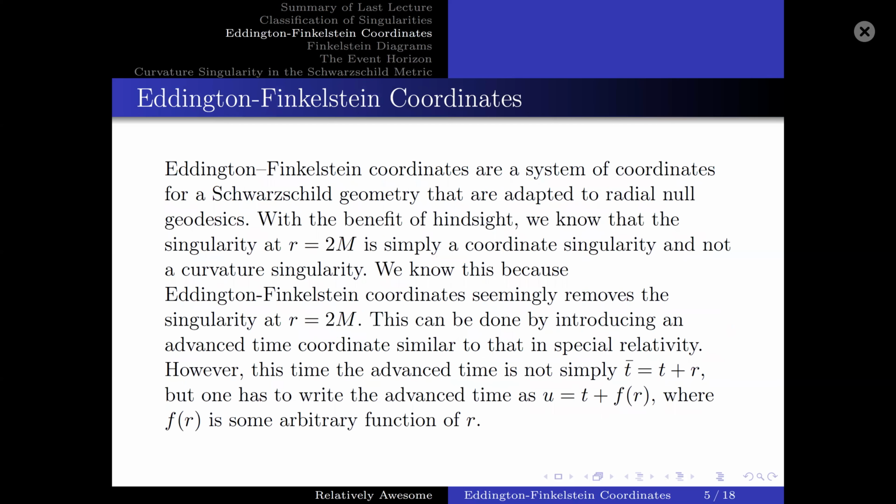Now, let us introduce Eddington-Finkelstein coordinates. Eddington-Finkelstein coordinates are a system of coordinates for a Schwarzschild geometry that are adapted to radial null geodesics. With the benefit of hindsight, we know that the singularity at r equals 2m is simply a coordinate singularity and not a curvature singularity. We know this because the Eddington-Finkelstein coordinate seemingly removes the singularity at r equals 2m. This can be done by introducing an advanced time coordinate similar to that in special relativity. However, this advanced time coordinate is not simply t bar equals t plus r, but one has to write the advanced time coordinate as u equals t plus f of r, where f of r is some arbitrary function of r.